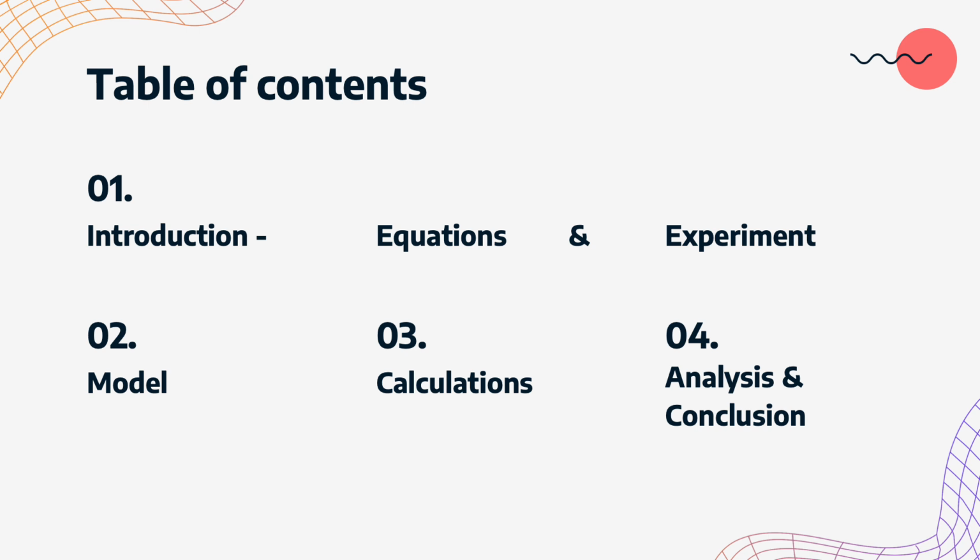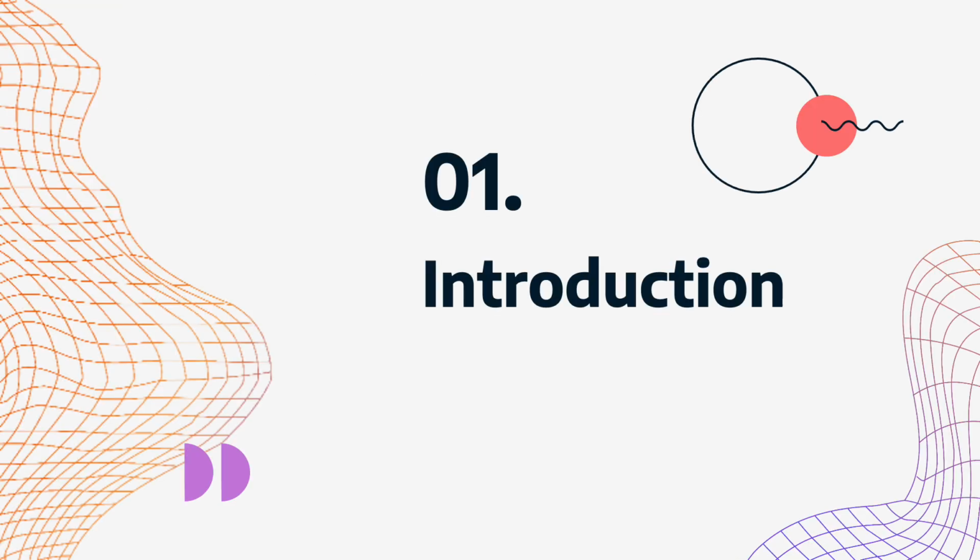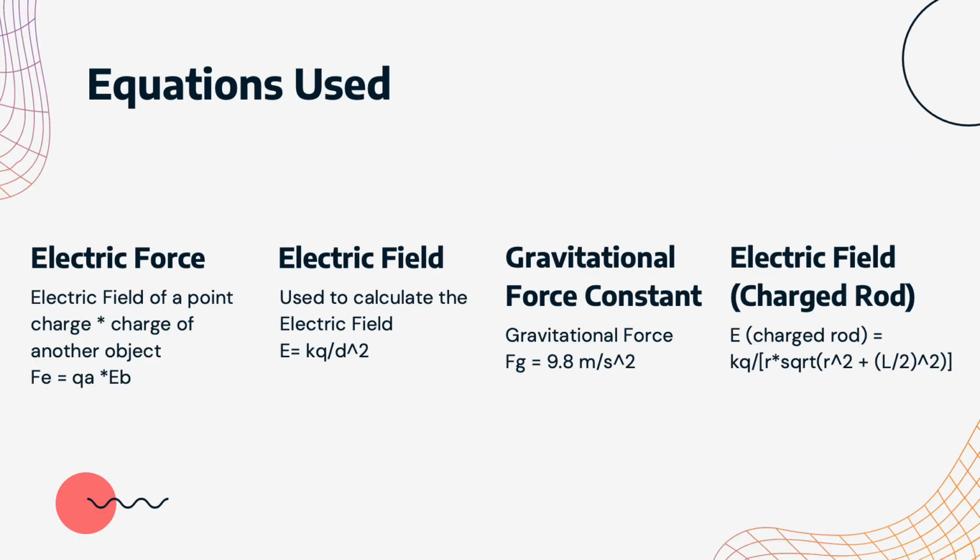A little bit about our table of contents today. First, we have our introduction, which will cover the equations and experiment as a whole. Next, we'll get into the model I coded in VPython. Third, we'll get into the calculations that I did by hand to get some of these values. And fourth, we'll get into our analysis and conclusion. So first, for our introduction.